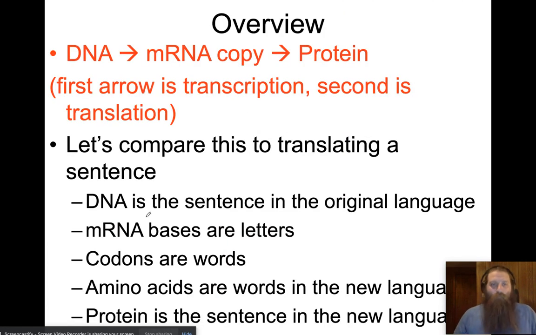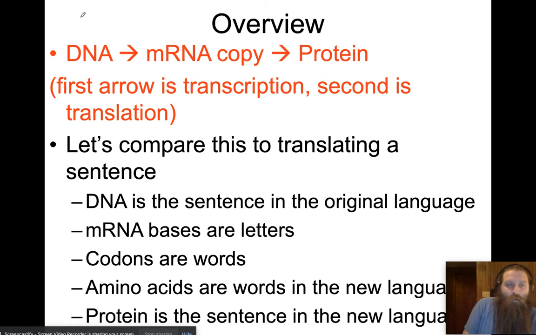So an overview of that. It's 3 steps, it's 3 parts. DNA is transcribed to mRNA. mRNA is translated to a protein. It's kind of like writing a sentence, right? DNA is the original language. We don't speak that language. We speak protein, not DNA. mRNA are our letters. Codons are the words. Amino acids are the words in the new language. And protein is the sentence in the new language.